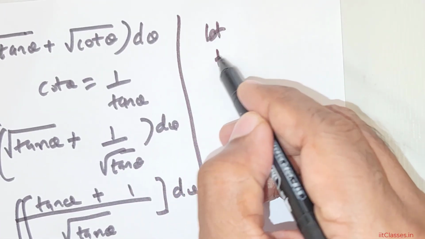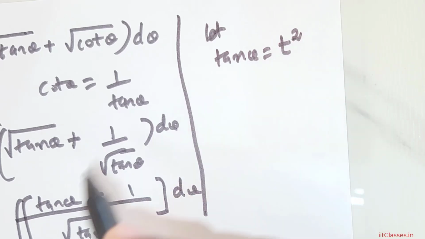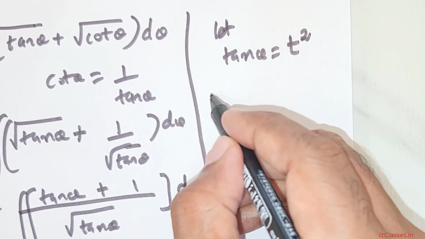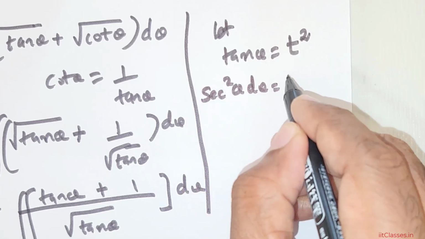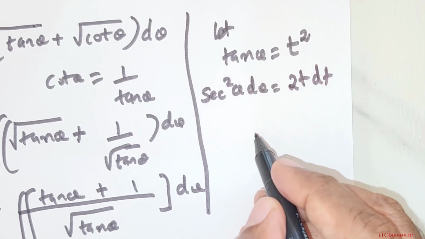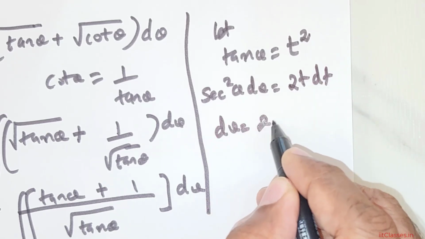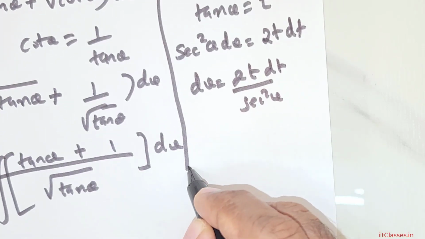Okay. Now the next step that you need to do is, probably I'll use this space here. Let me take tan theta to be equal to some t squared, so that we will be able to handle the square root here. So the differential of tan theta is secant squared theta d theta. Differentiation of t squared is 2 times t dt. So d theta is 2 times t dt divided by secant squared theta.